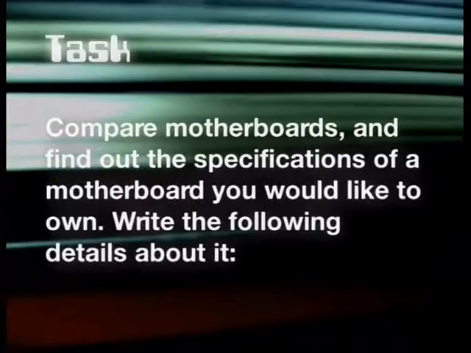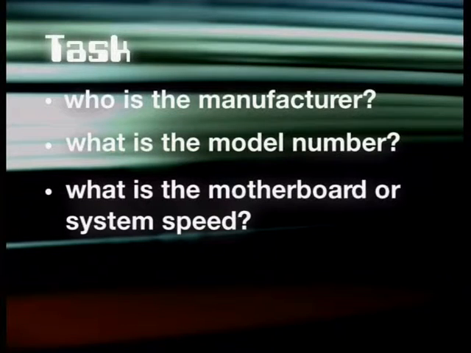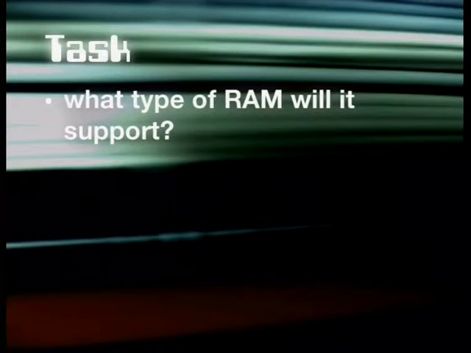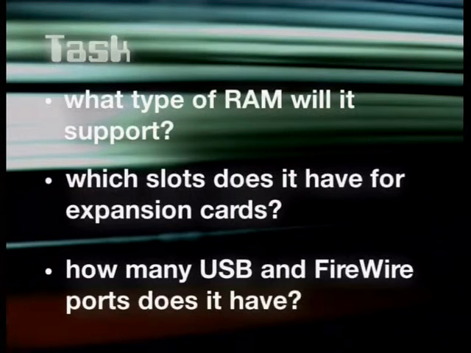Now for today's task. Go into any computer store, look at the computer magazines or advertisements, and chat to people who know their motherboards, or use the internet if you have it. Compare motherboards and find out the specifications of a motherboard you would like to own. Then, write down the following details about it. Who is the manufacturer? What's the model number? What is the motherboard or system speed? What type of CPU will it support? What type of RAM will it support? Which slots does it have for expansion cards? How many USB and FireWire ports does it have?